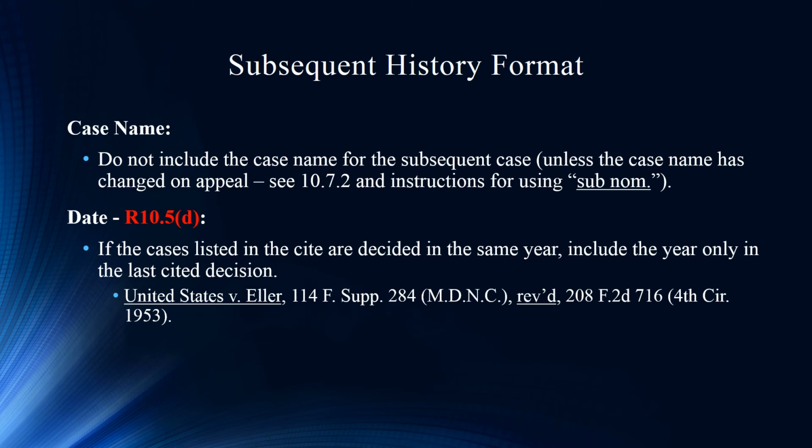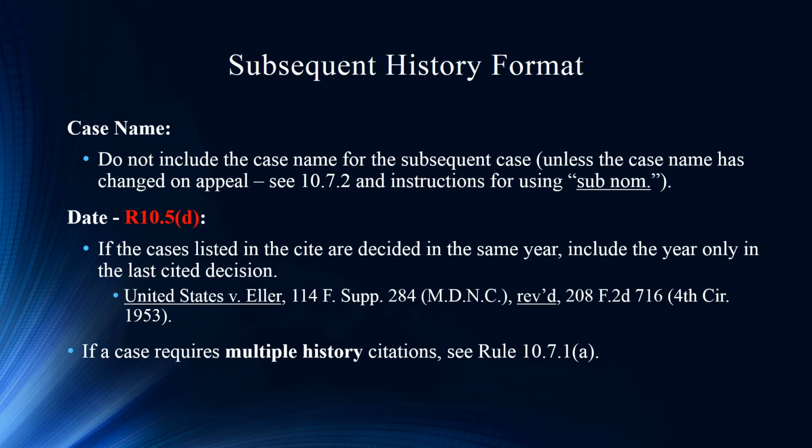Also notice how there is not a case name for the Fourth Circuit's opinion reversing the lower court. That's because the case name didn't change on appeal. If you are dealing with a case that requires multiple history citations, see Rule 10.7.1(a). This concludes video number 7.